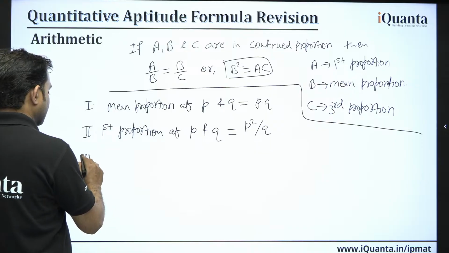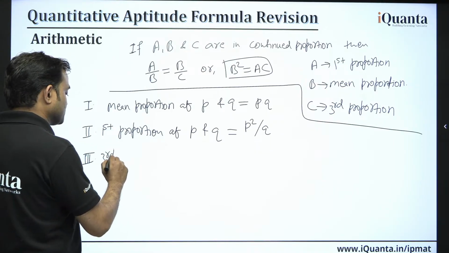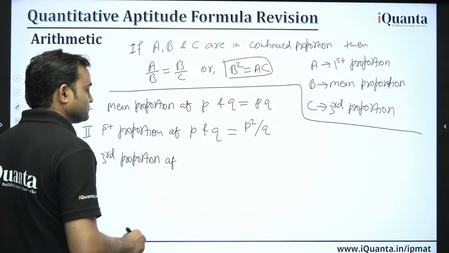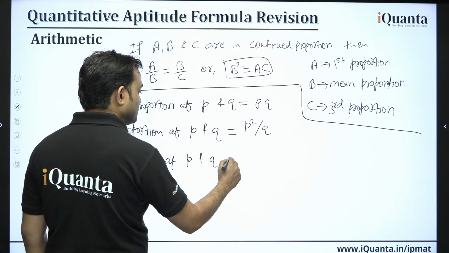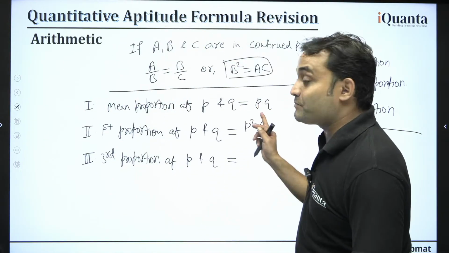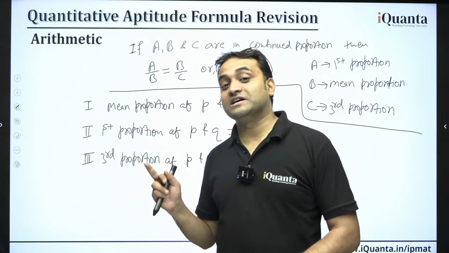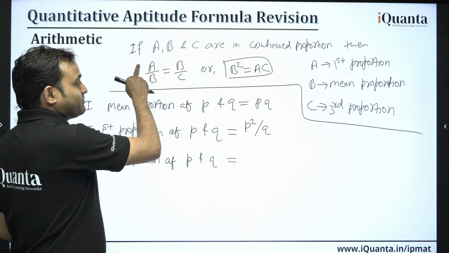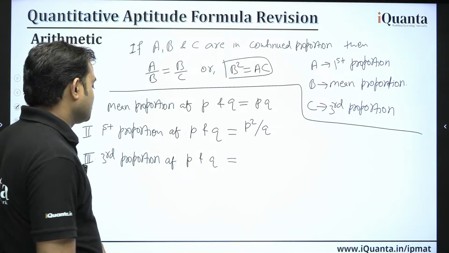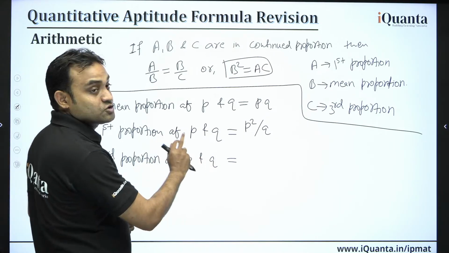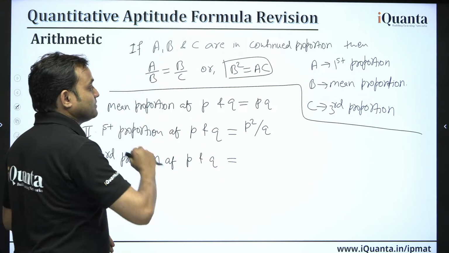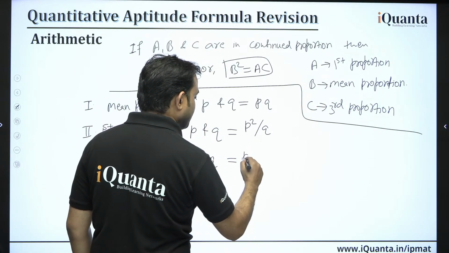Then comes the third point, which is third proportion. Third proportion of P and Q, what does that mean? That P is the first proportion, Q is the mean proportion. Then what will be the third proportion? See, A is the first proportion, B is the second proportion. What is C? C is equal to A upon B square. So whenever it's given that P is the first and Q is the second proportion, what will be the value of C? C will be equal to A upon B square, or here it will be P upon Q square.